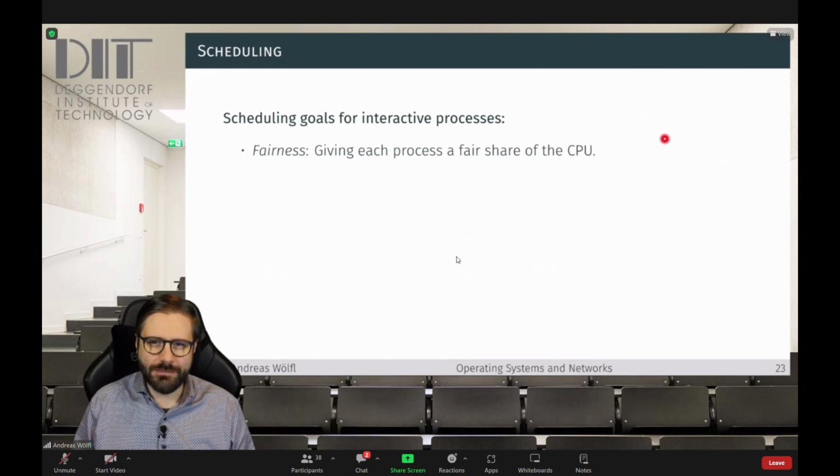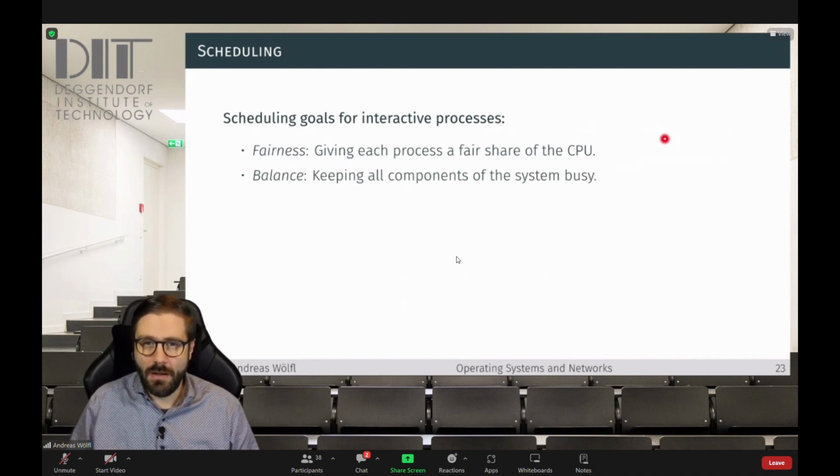Fairness is an issue. Giving each process a fair share of the CPU, no process should be treated specially if there is no special reason for this. Balance. Keeping all components of the system busy, because if we can have a load on every CPU or CPU core that we have, this increases performance obviously. So we want to schedule in a way where we use all the resources that the hardware of the computer gives us. Response times, especially important when working with users.